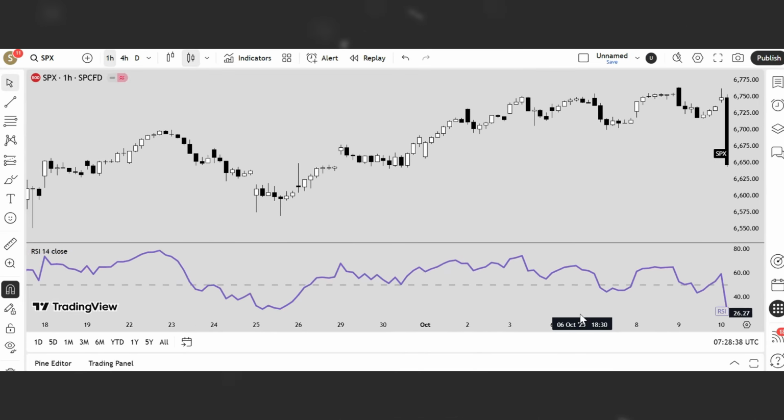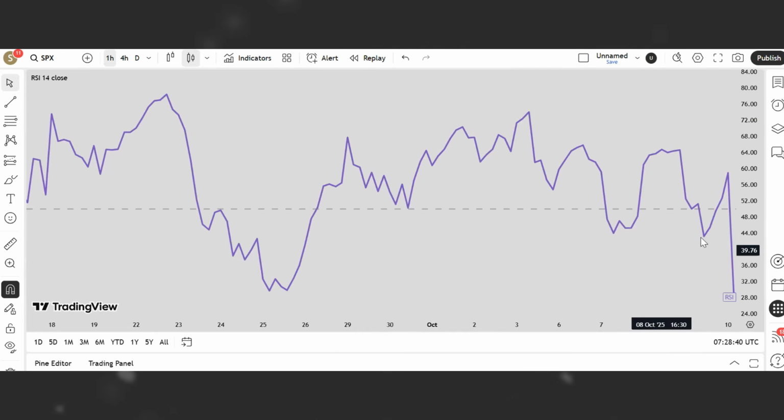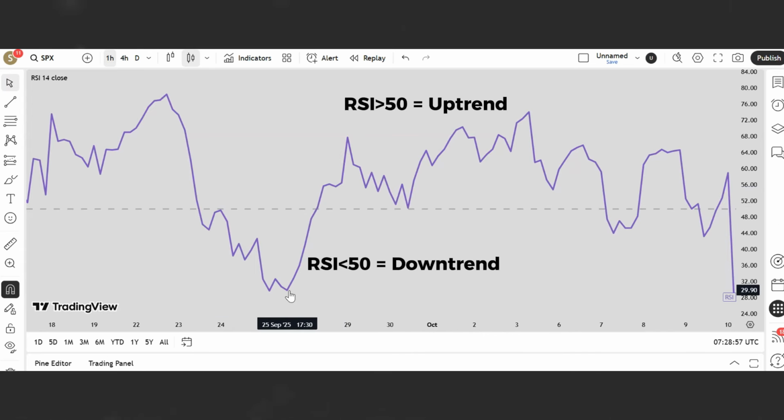Here's how we use it in this strategy. We focus only on the 50 level. We don't care about overbought or oversold levels here. RSI 50 acts as our trend filter. When RSI is above 50, the market is in an uptrend, so we only look for buy signals. When RSI is below 50, the market is in a downtrend, so we only look for sell signals. This single line will guide all your trades when combined with linear regression candles. In the next part, we'll see exactly how to use both indicators together.